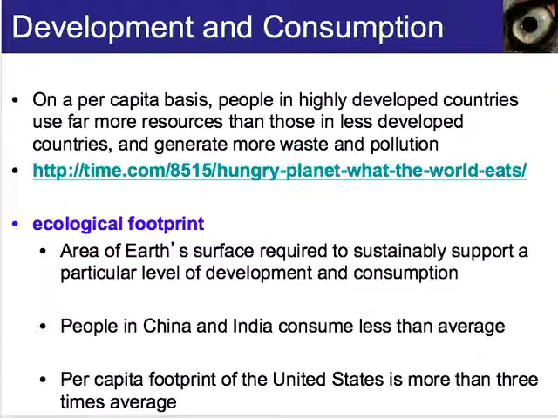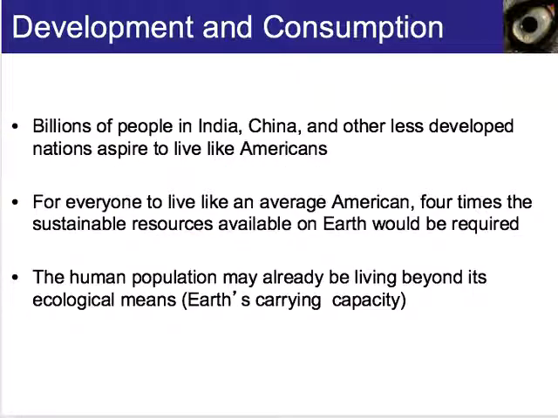Your ecological footprint is the area of Earth's surface required to sustainably support a particular level of development and consumption. People in China and India consume less than average, and the per capita footprint of the United States is more than 3 times the average. So that means that we consume way more resources than other people in the world. Billions of people in India and China and other less developed nations aspire to be like Americans. For everyone to live like an average American, 4 times the sustainable resources available on Earth would be required, which would be insane. The human population may already be living beyond its ecological means, or the Earth's carrying capacity.